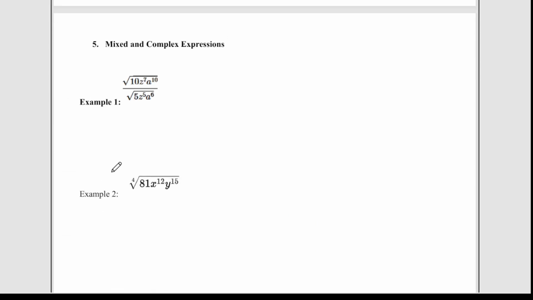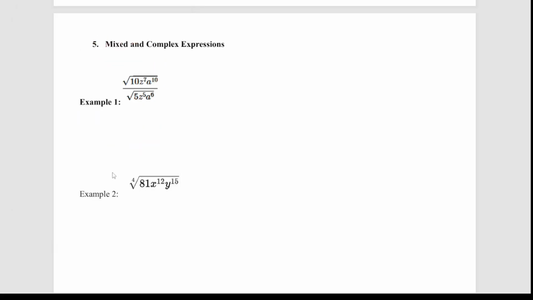So I'm going to encourage you to pause your video and try these next 2 yourself before we go over it. My hint for the first one is it may help to actually re-put these all underneath the same root, simplify a little bit, and then deal with the root itself.